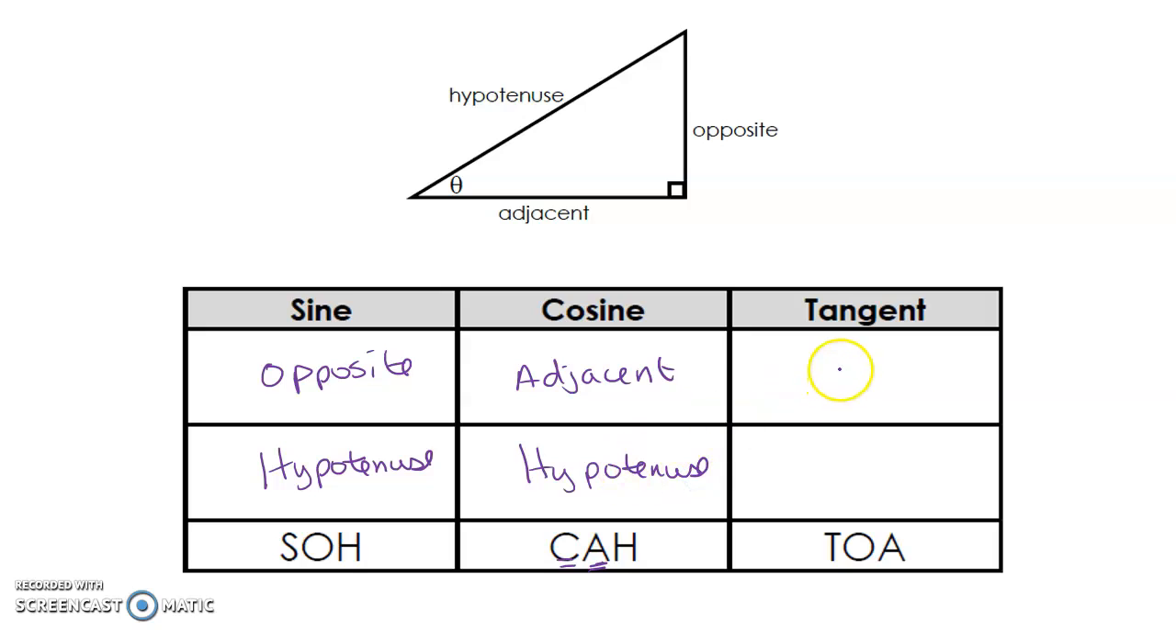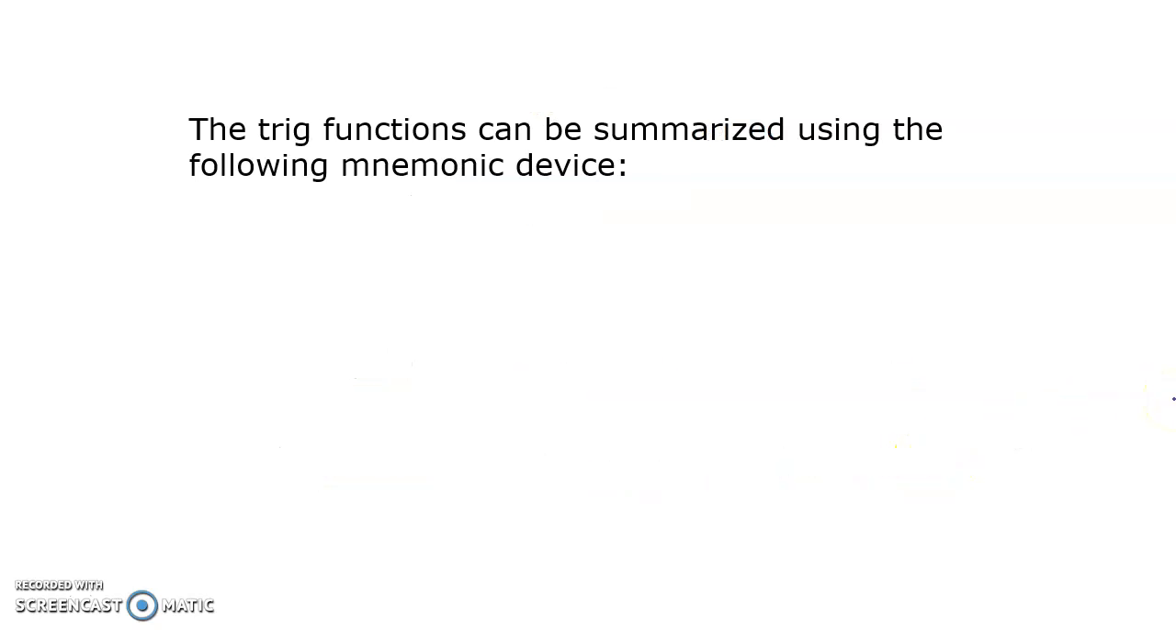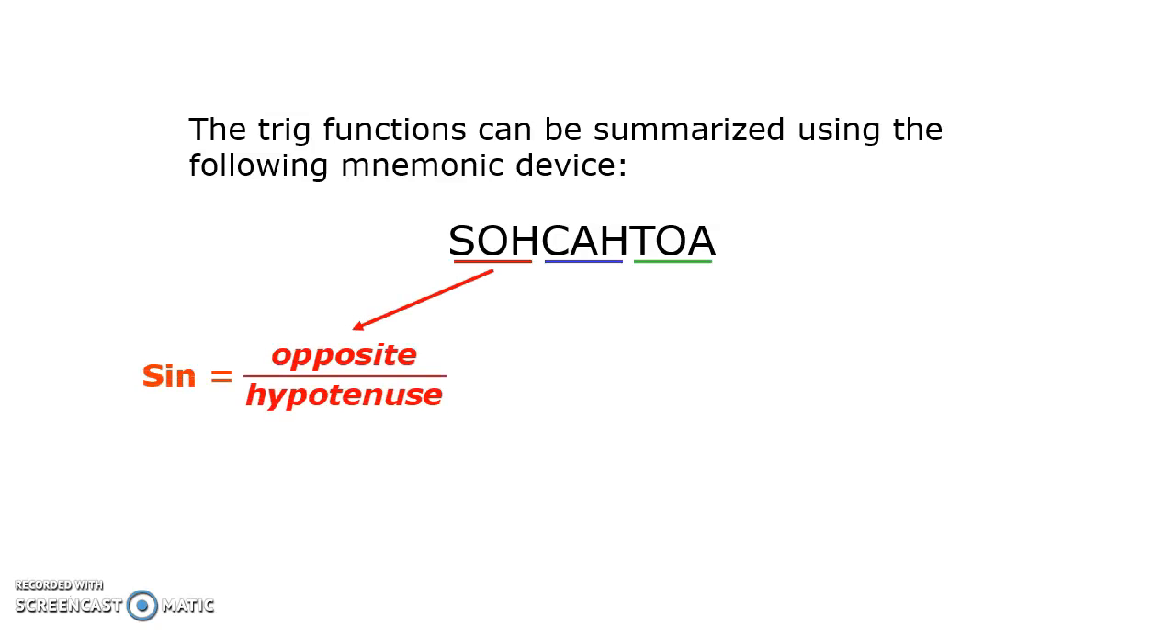We're talking about trig ratios. Tangent is our opposite over our adjacent. Okay, again, that's SOHCAHTOA. Sine is opposite over hypotenuse, cosine is adjacent over hypotenuse, and TOA, tangent is opposite over adjacent.